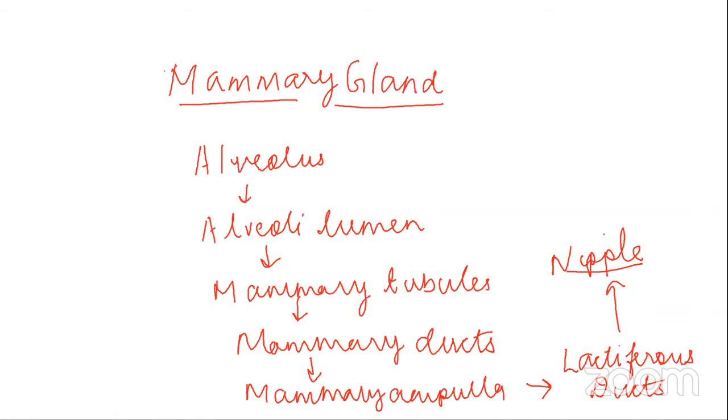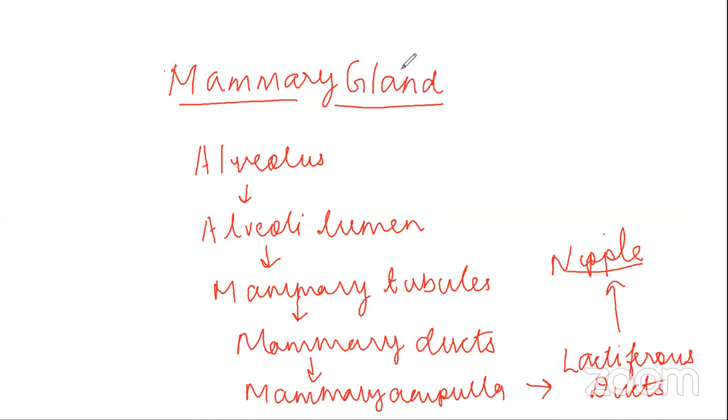Cells inside the alveoli. There are various cells, secretory cells. They help in the formation of milk in the alveoli. And after the milk is formed, then what happens? There are glands which burst and release their secretions. The same thing happens over here.